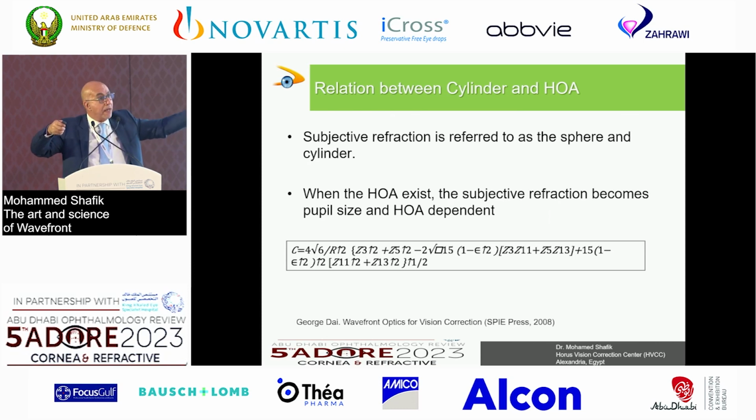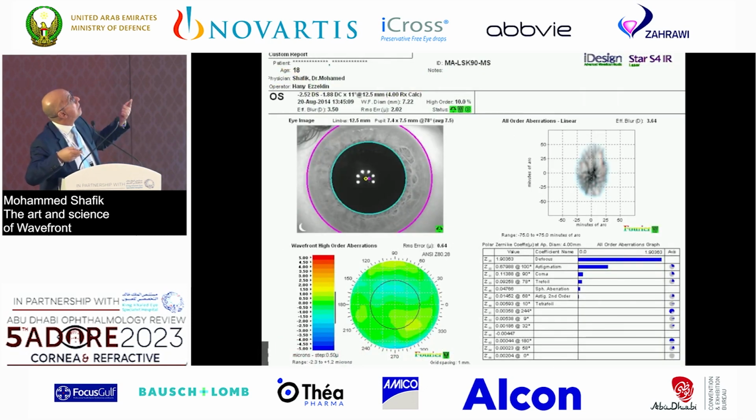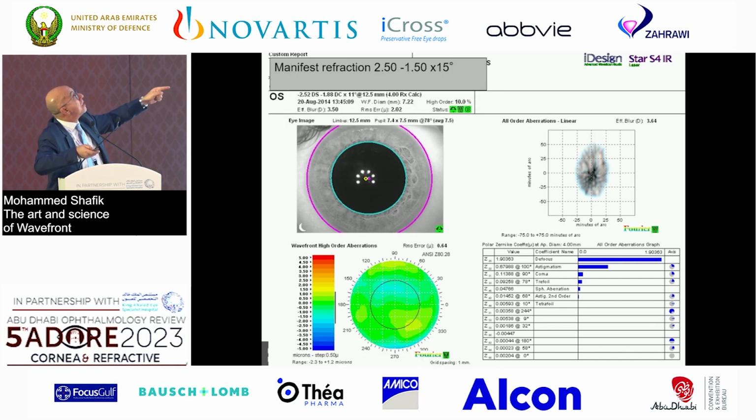So there is a nice equation. It's very difficult, by the way, but it explains why astigmatism increases. And this is another example. This patient has, by the aberrometer, this reading, -2.5 and -1.88 cylinder, while she is totally satisfied with the glasses, and the subjective manifest refraction is only -1.5. If you ignore this third diopter, this makes the problem, because this third diopter is a translation of the summation of the higher order aberration.